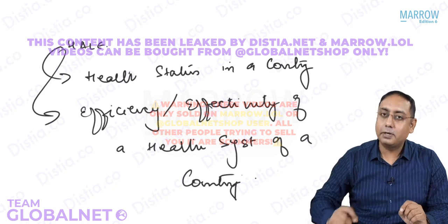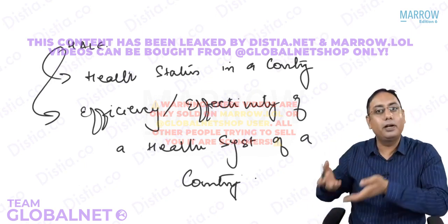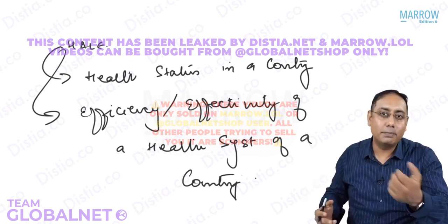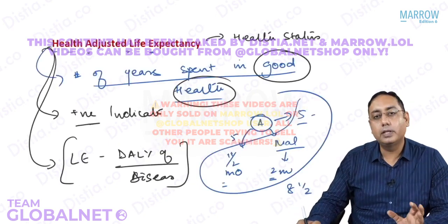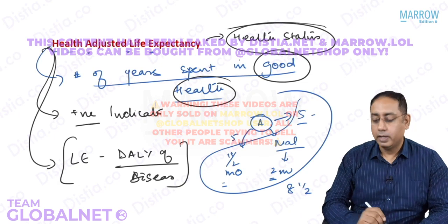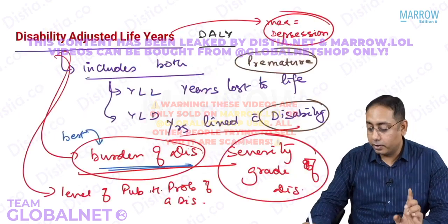HALE will also tell you about the health status of the country, which is of course dependent on how much the government is spending. So HALE is a very important indicator. It tells you about the health status of the population. DALY on the other hand is a burden of disease.